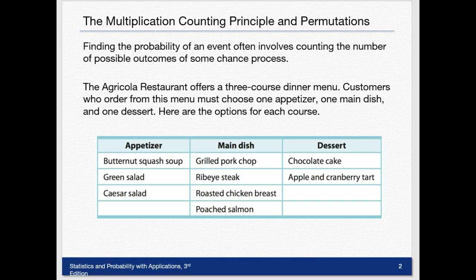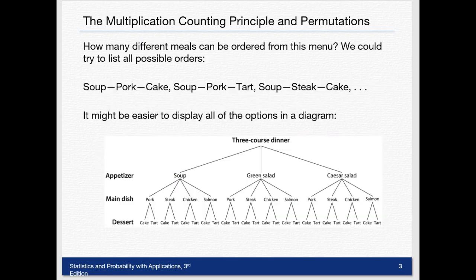The Aragola restaurant offers a 3-course dinner menu. Customers who order from this menu must choose 1 appetizer, 1 main dish, and 1 dessert. All right, you've seen this before. 3 choices of appetizers, 4 choices in main dish, 2 choices for dessert. How many different meals can be ordered from this menu?